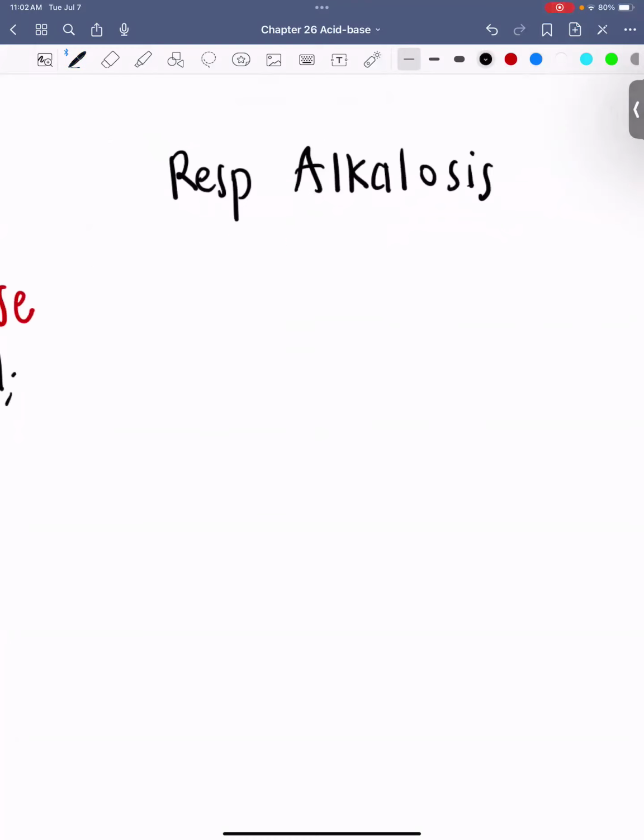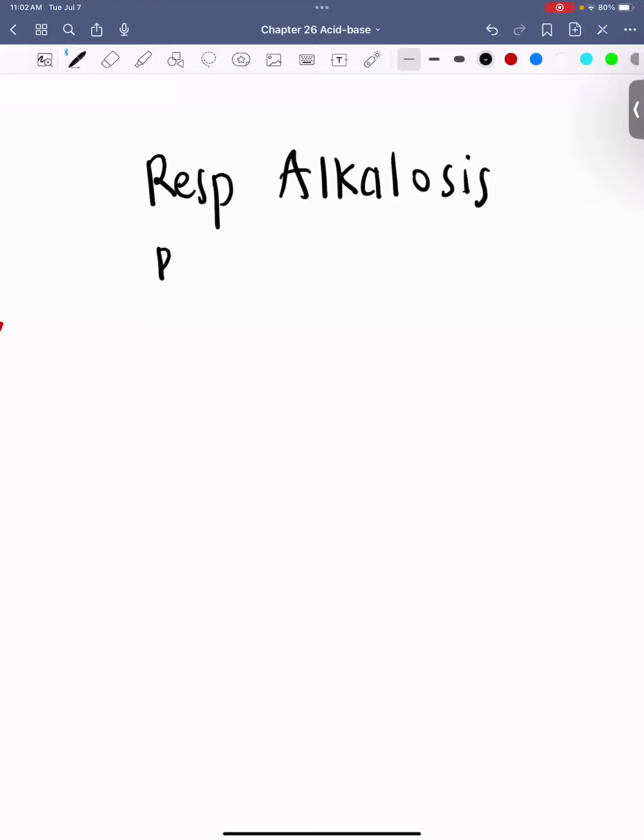In respiratory alkalosis, remember, alkaline means basic. Our solution has a high pH. It's going to be greater than 7.45. The cause is the CO2 level.